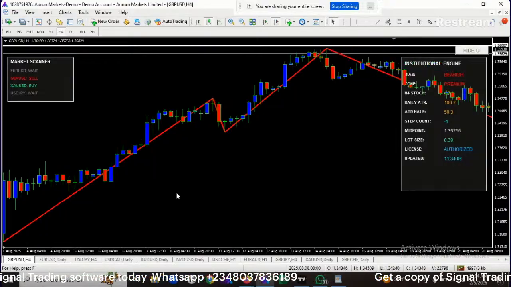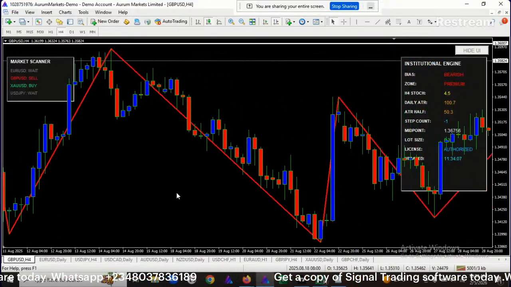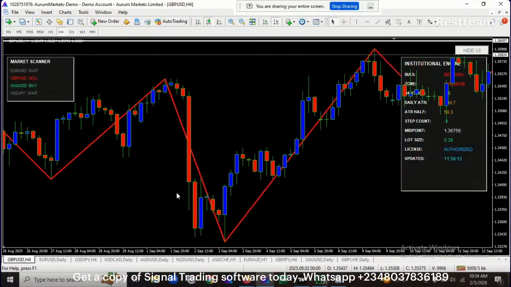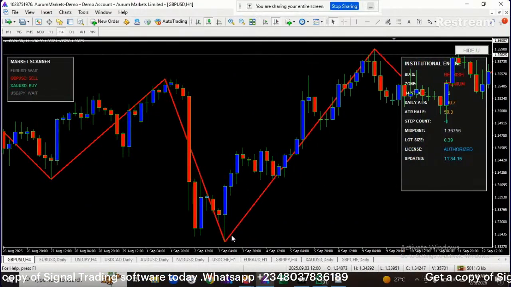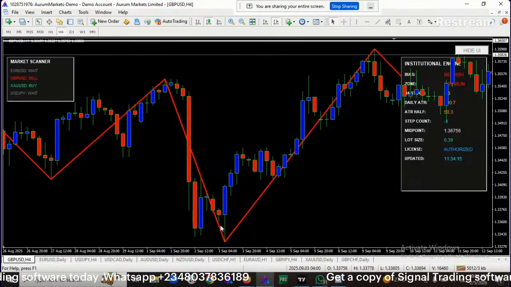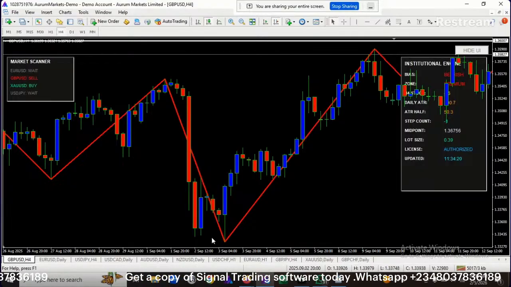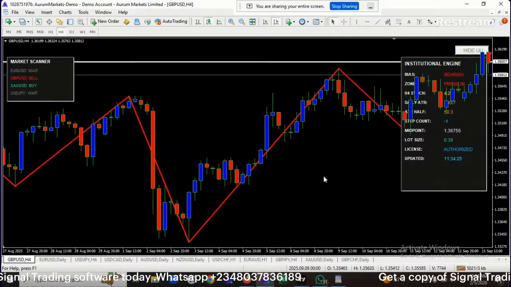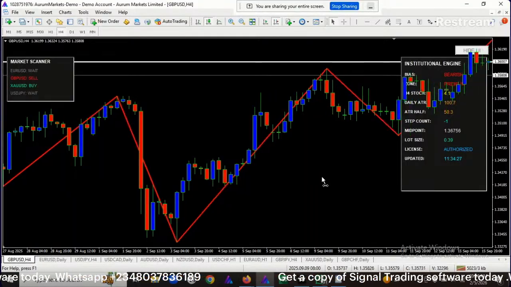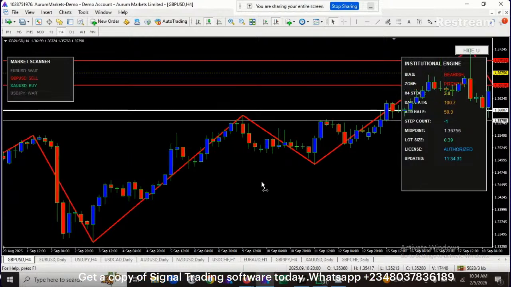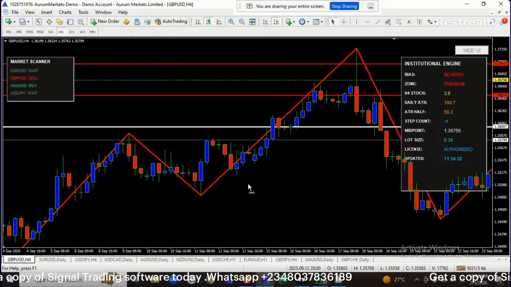Okay, so another example of engulfing. This is also an engulfing pattern. Can you see? This is also an engulfing pattern. And what happened? Price went up. Okay, so that is it for bullish and bearish engulfing pattern.